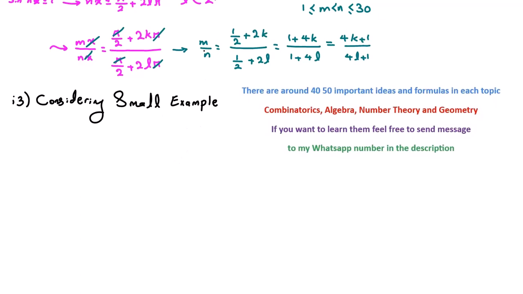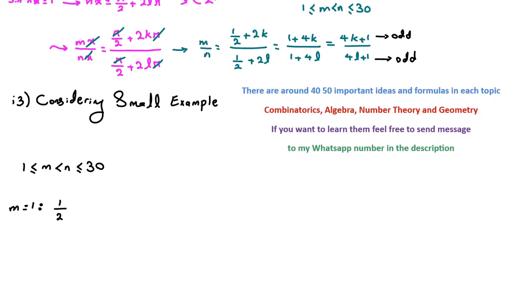So here, for example, let's consider different m and n: 1 less than or equal to m less than n less than or equal to 30. For example, let's consider m is 1. I want to see which fractions are good. Because m is 1, n is greater than 1, so we can start n from 2. 1 over 2 is not good because you cannot write it like this. As you can see, here it is odd over odd numbers. So we can conclude all 2's from m and n will be cancelled.